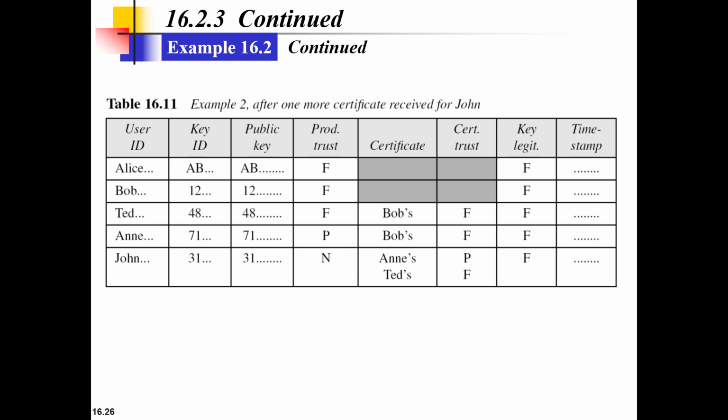Note that Alice can continue to add entries to the table. So table 16.11 shows the state after one more certificate is received from John.